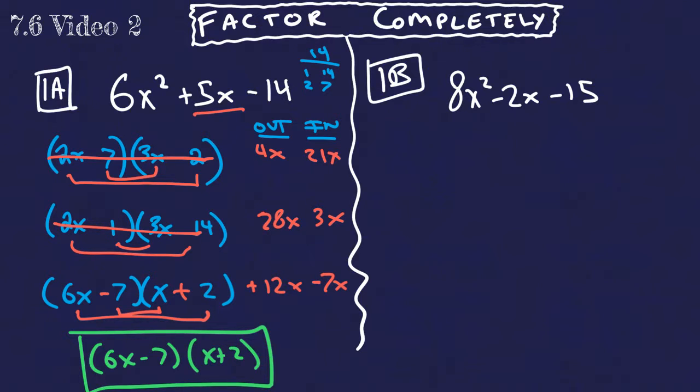So copy it down, 8x squared minus 2x minus 15. It's kind of similar to problem 1a. Try it out and then unpause it and check your answer.